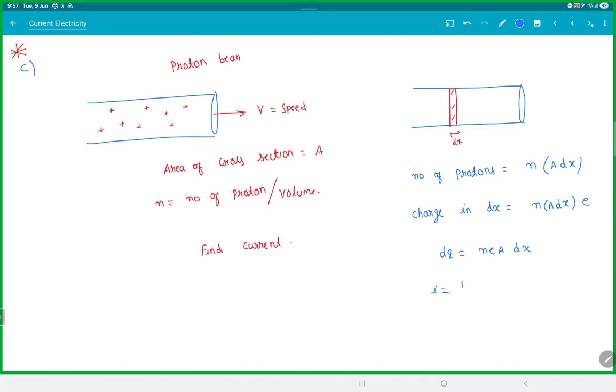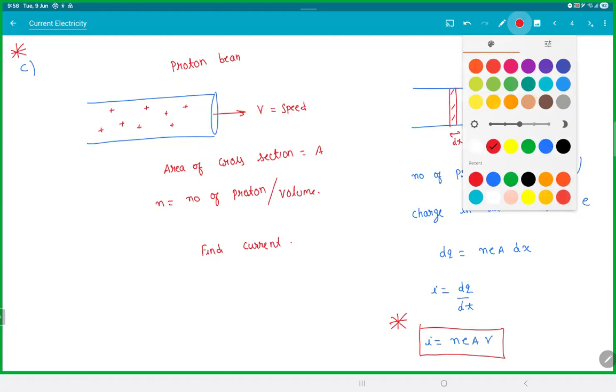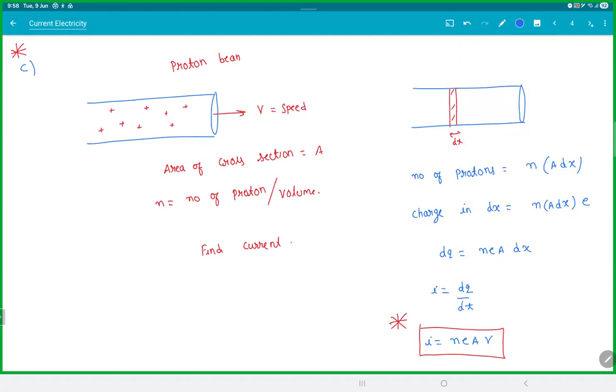So what is current? dq by dt. dx by dt is velocity. I is equal to nEAv. Remember this. Pretty good result. You should definitely remember this result. Standard result. So if a beam or something is going with speed v and n is the number of protons or particles per unit volume and E is the charge of that particle, the current is nEAv. Okay with this? Easy stuff, good ones. So let's see something better now. Any doubts on this?